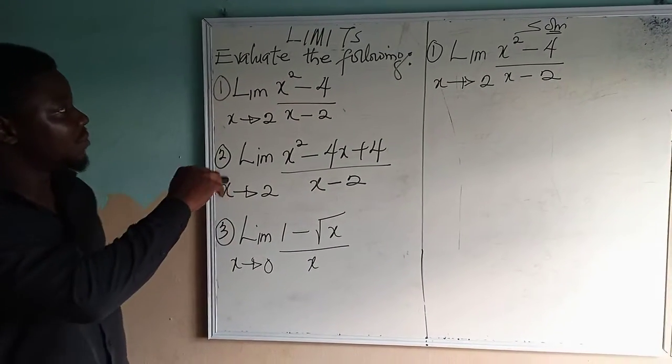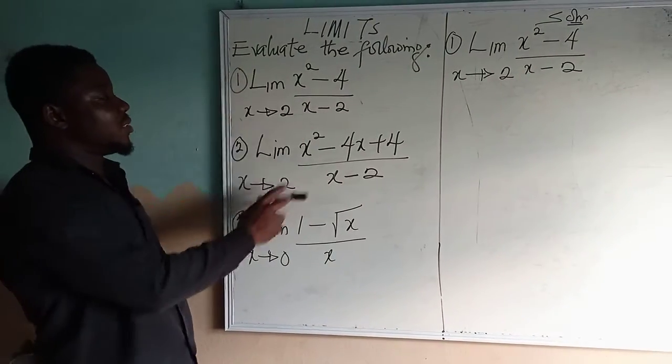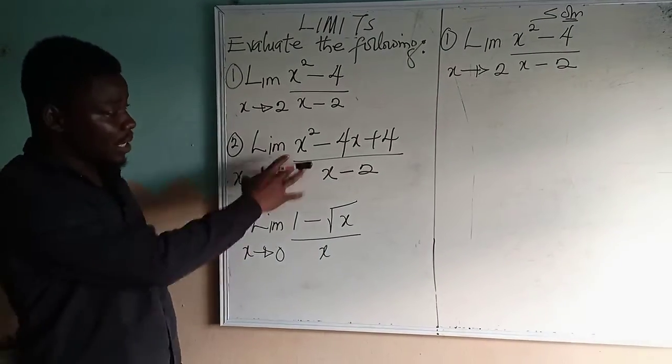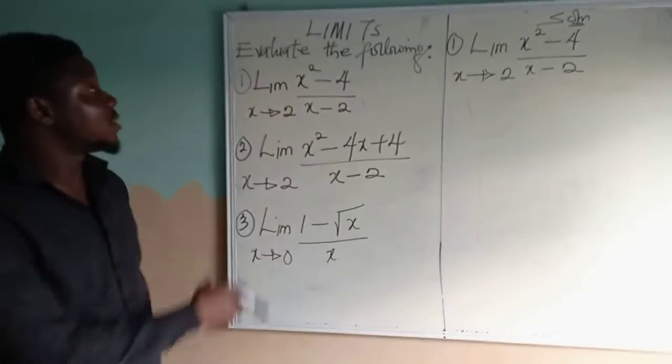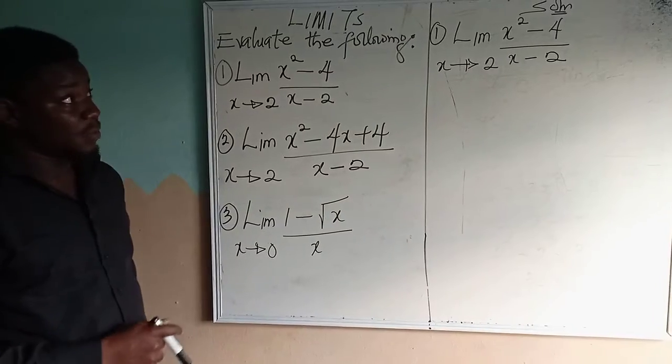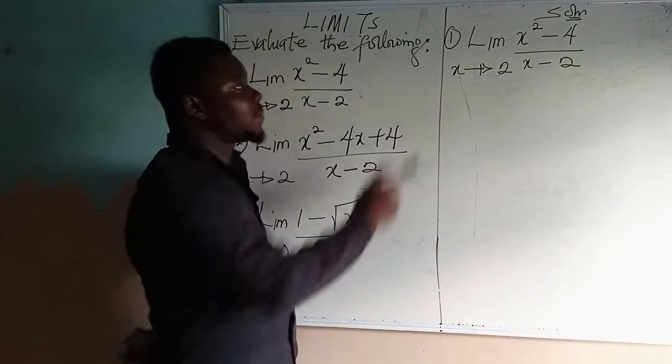We have, of course, limit of x squared minus 4 all over x minus 2 as x approaches 2, and also we have problem 2 and problem 3. So we're going to be looking at the 3 problems here. So let's start by looking at the very first problem, which is this here.